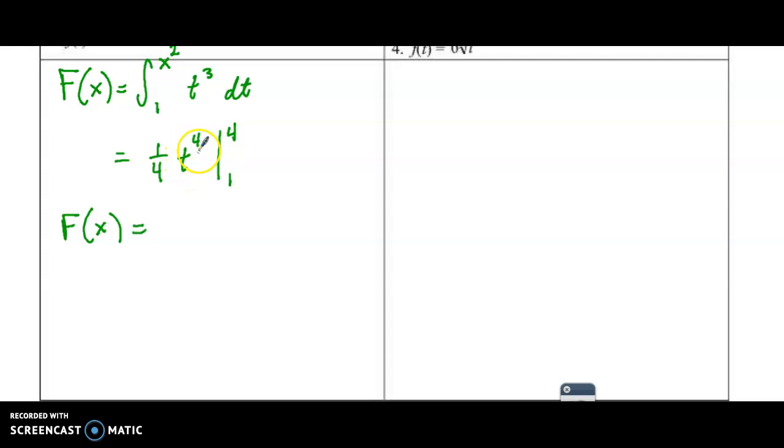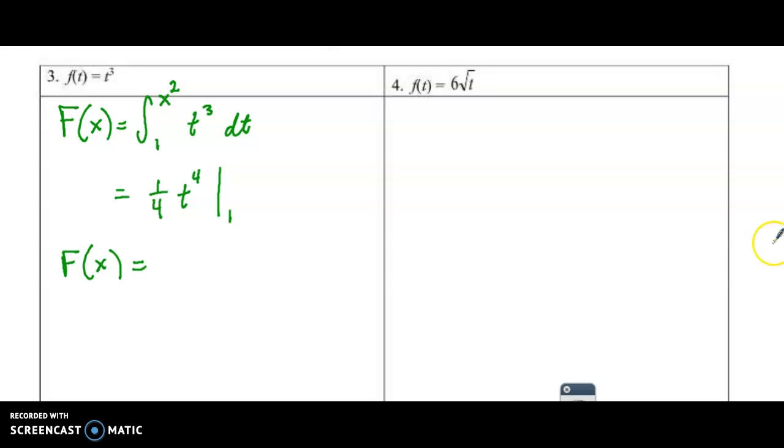well, 4 to the 4th, I don't know what that is, but one of the 4's will cancel. Oh, whoops. What was I doing? I don't know what's wrong with me. 1/4 t to the 4th from 1 to x squared. Sorry if you were super confused. So as I plug in, that would be 1/4 x squared to the 4th. Remember, you multiply your exponents there. 2 times 4 would give me 8. And then plug in 1. Well, 1 to any power is still 1.